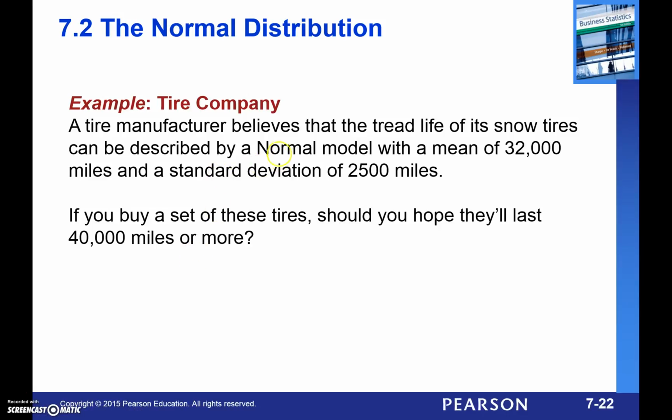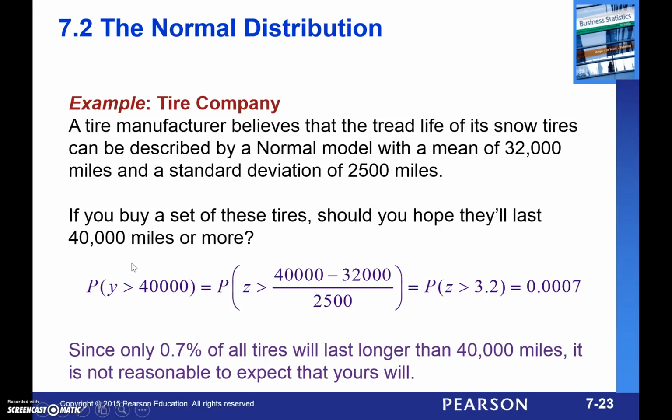So here we've got a tire manufacturer believes that the tread life of its snow tires can be described by a normal model with a mean of 32,000 miles and a standard deviation of 2,500 miles. If you buy a set of these tires, should you hope they'll last 40,000 miles or more? Now let's just think about these numbers. 32,000 is where the center of the hump is on our normal curve. 40,000, that's a number bigger than 32,000. So our z-score is to the right of the mean, which means it should be a positive value. And we're going to see this here in a second.